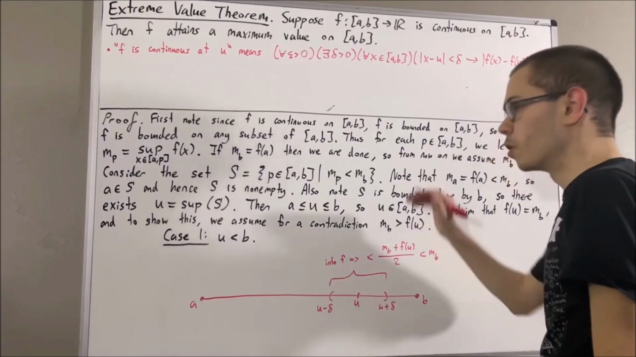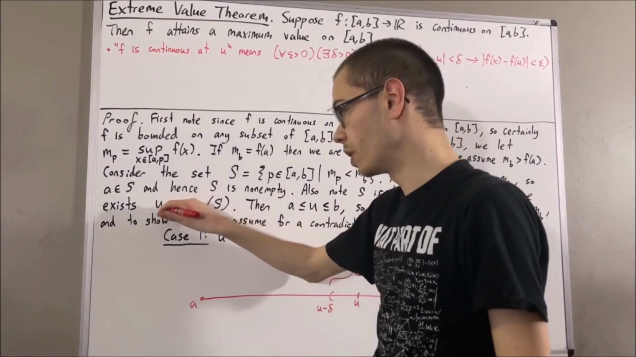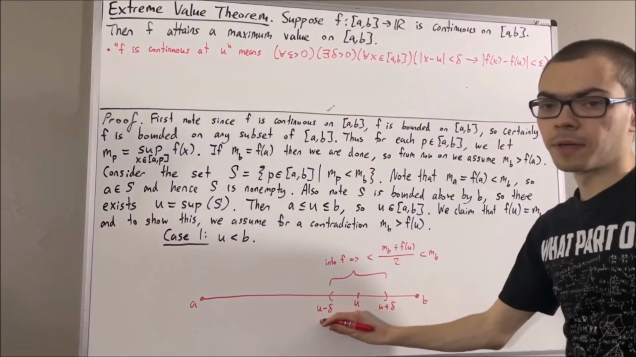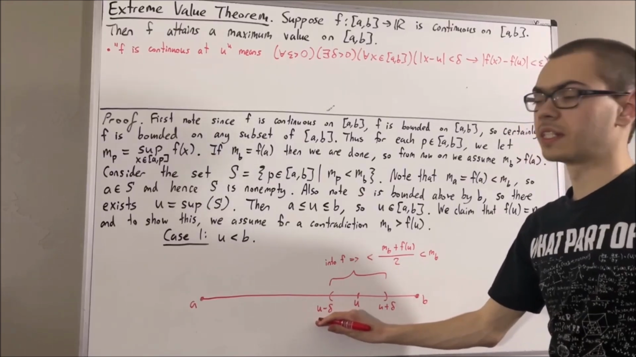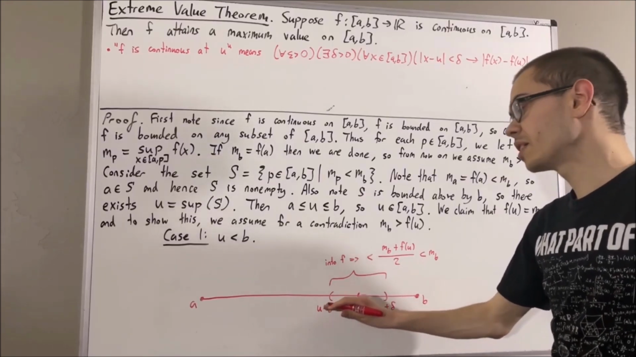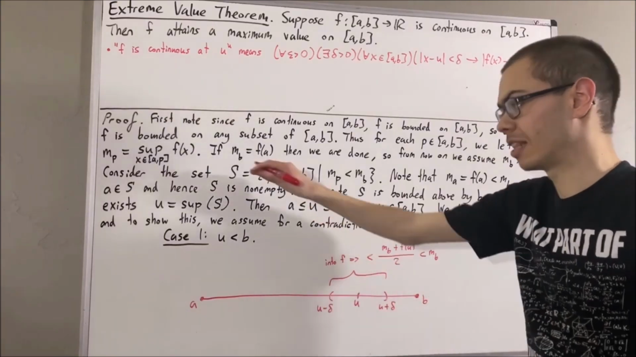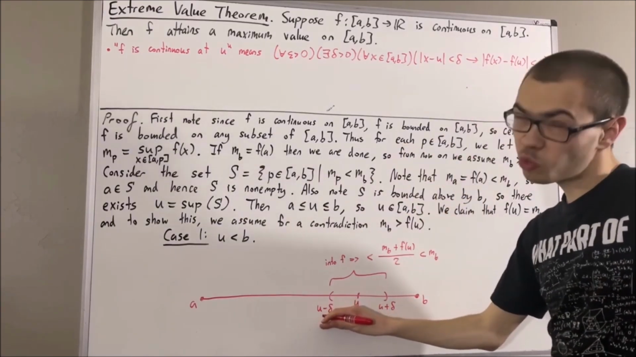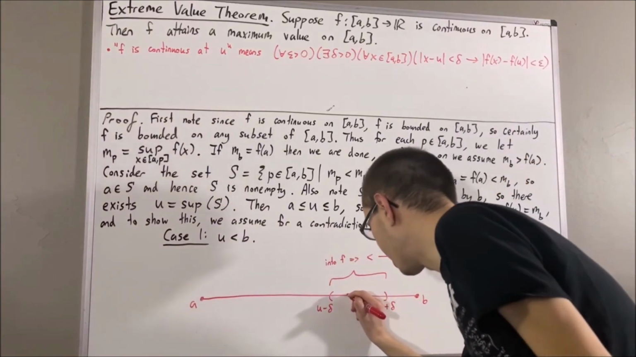Now, u is the least upper bound of S, so anything smaller than u is not an upper bound of S. So in particular, u minus delta is not an upper bound of S. Because u minus delta is not an upper bound of S, that means u minus delta is not greater than or equal to every element of S. Instead, u minus delta must be strictly less than some element of S. And let's call that element E.